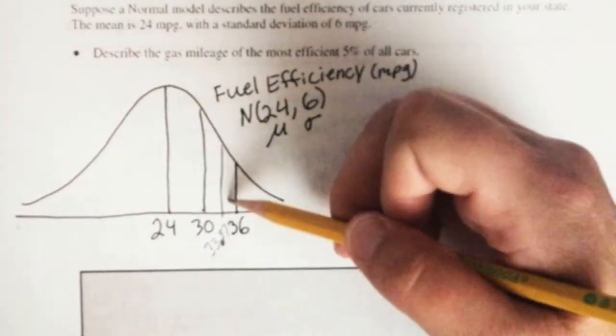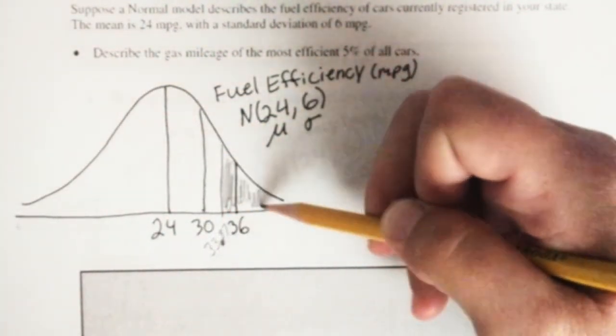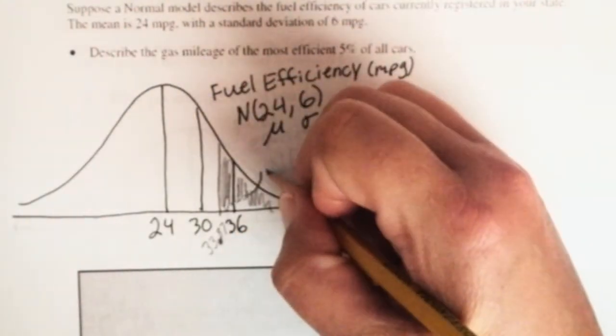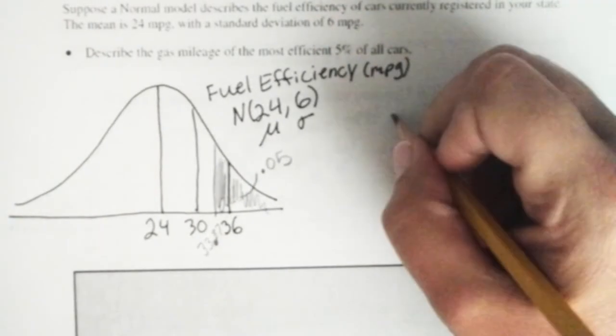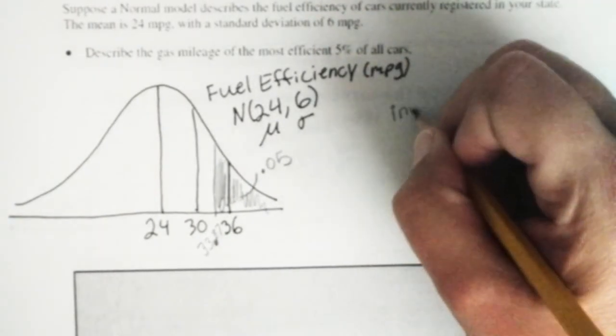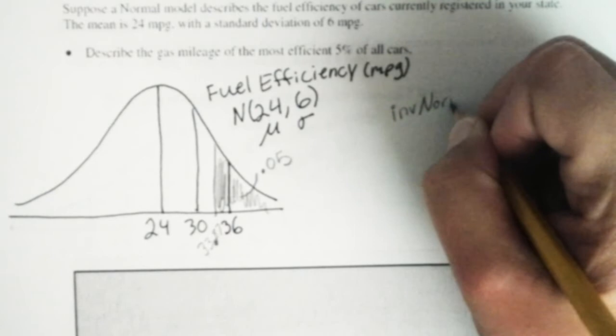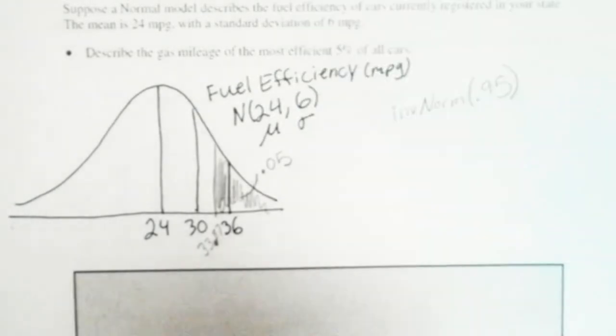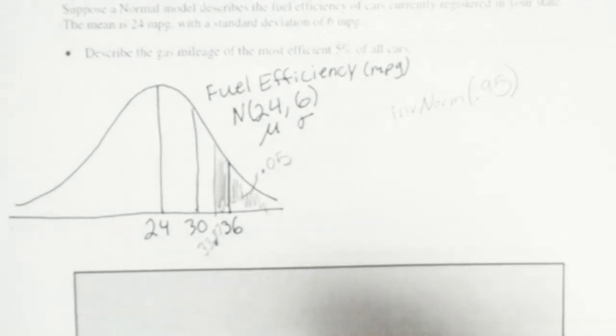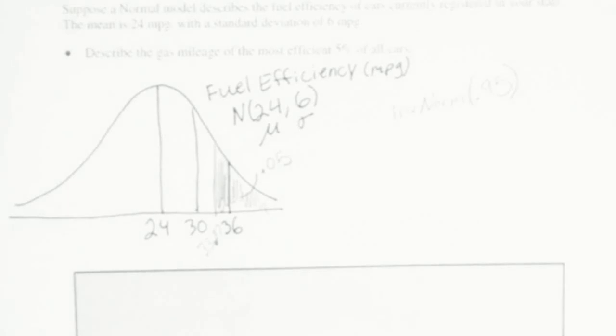We are worried about the top 5%. So this is 0.05. Okay, make yourself a note. That is inverse norm of 0.95. Okay, and then your 24 and your 6. And the most efficient 5% of all cars get better than 33.87 miles per gallon.